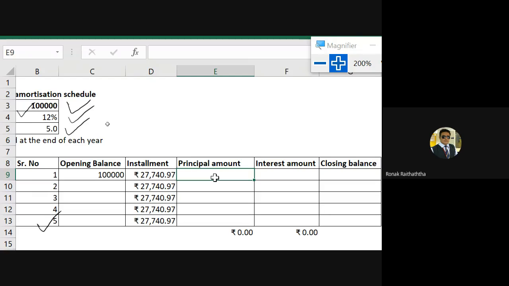Just give me a confirmation that you guys are with me till now in finding the installment amount. May I have the confirmation through the chat box, please? Yes, sir.